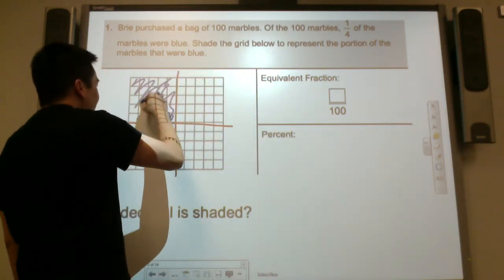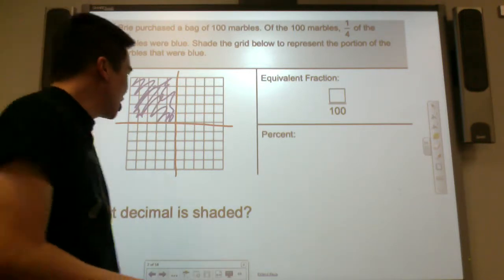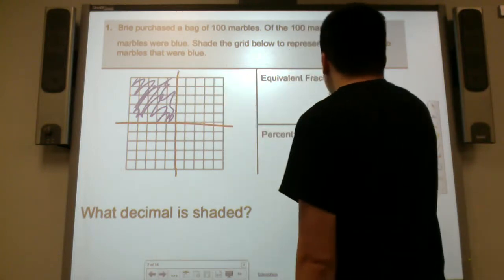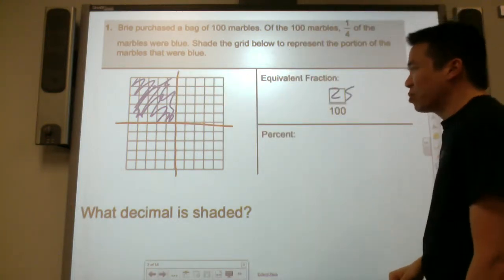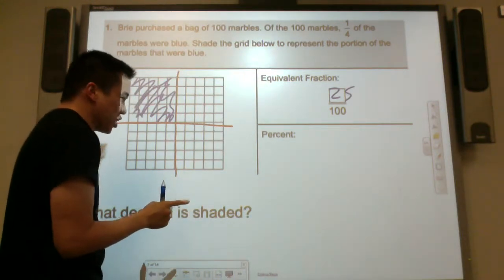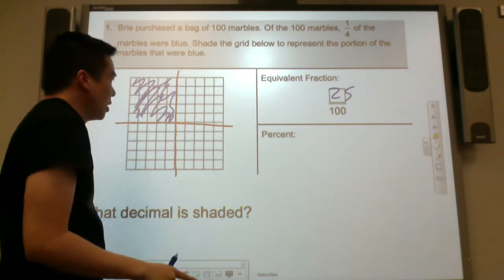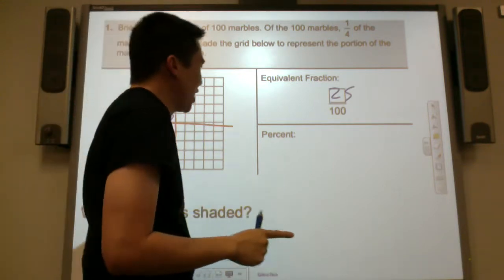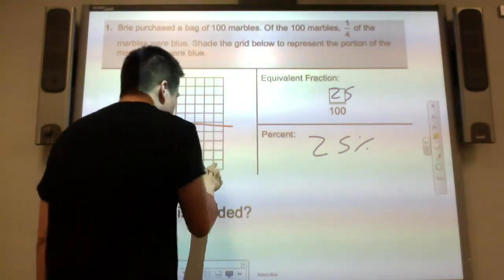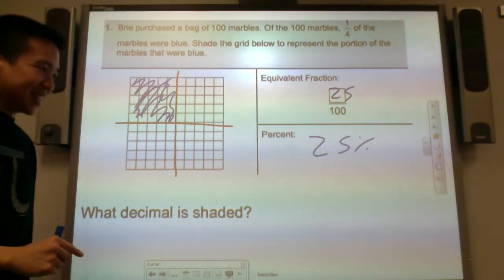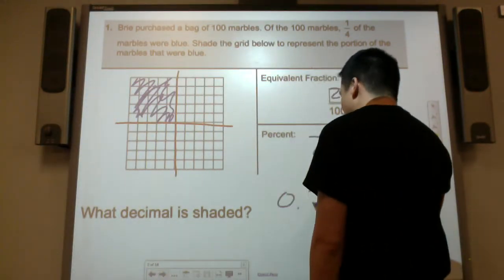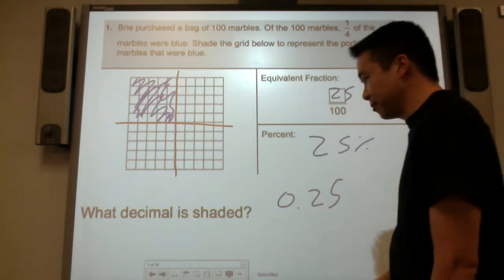So shade it. How many did I just shade? I shaded 1/4 of it, which is 25 out of 100. What percent did I shade? If each one of these represents 1%, and there are 100 of them, 100%, I shaded 25 squares, or 25%. And if each square represents 1/100th as a decimal, and I shaded 25, what decimal would that be? I would shade 25 hundredths.